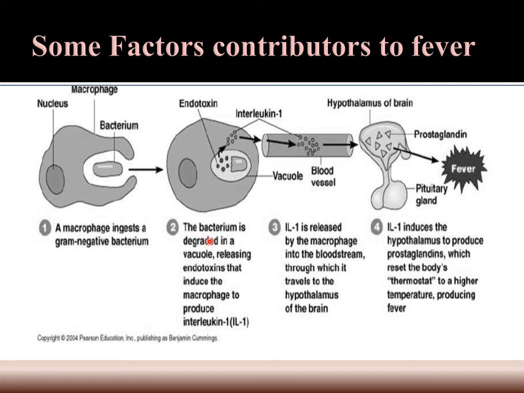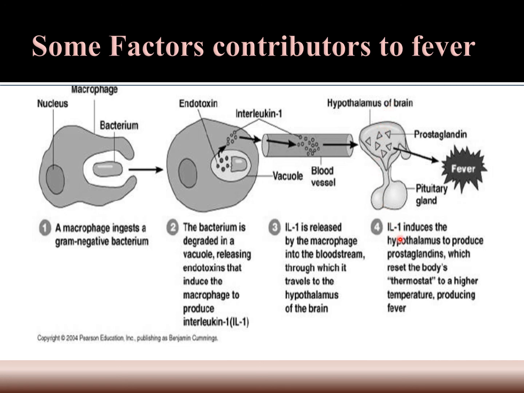Then the bacteria is degraded in the vacuole, releasing endotoxin that induces the macrophage to produce interleukin 1. أيضا بفعل البكتيريا أن البكتيريا راح تنتج انتوتوكسين. هذا التوكسين يعمل على تحفيز الميكروفاج على إنتاج الانفلاماتوري ميدياتر السيتوكاينز من نوع الانترلوكين 1. انترلوكين 1 هنا بعد ما يتحرر شو راح يسوي؟ يبدي يدخل into the bloodstream, through which it travels to the hypothalamus in the brain. عن طريق البلود ستريم ينتقل إلى أن يوصل إلى الهايبوثالاموس الموجودة بالبرين.